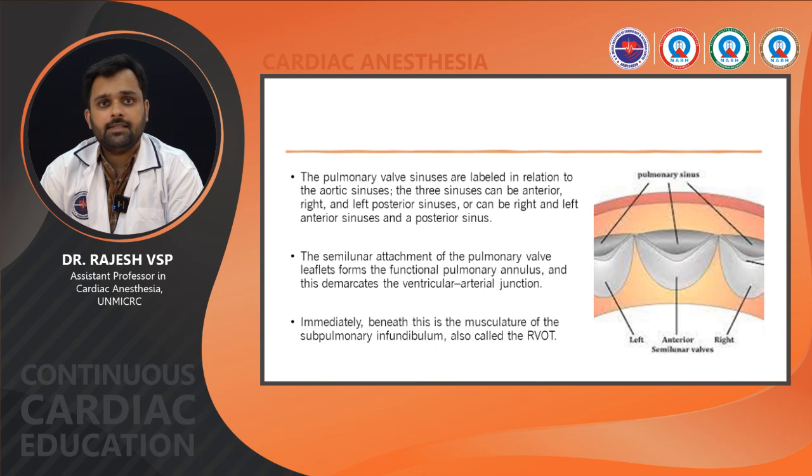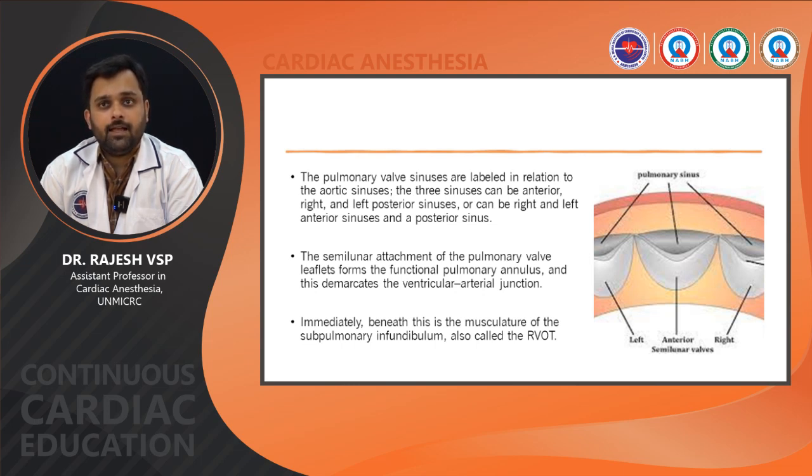The three sinuses can be anterior, right and left posterior sinuses, or can be right and left anterior sinuses and a posterior sinus. The semilunar attachment of the pulmonary valve leaflets forms the functional annulus of the pulmonary valve, and this demarcates the ventricular arterial junction. Immediately beneath this is the musculature of the subpulmonary infundibulum, also called the right ventricular outflow tract, that is RVOT.